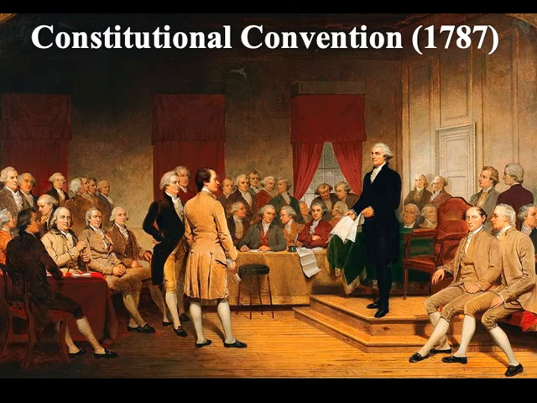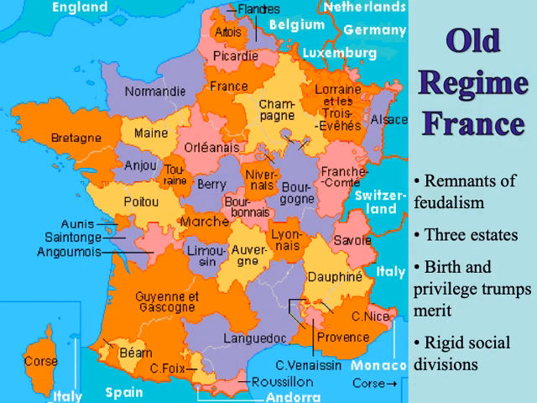To understand France on the eve of the revolution, we have to understand what is often identified as l'Ancien Régime, or the Old Regime. Old Regime France really stemmed from the medieval period and its remnants of feudalism. There were three estates, or three social classes in France. The first social class was the clergy, or first estate. The second estate was the nobility, aristocracy, and the third estate was everyone else.